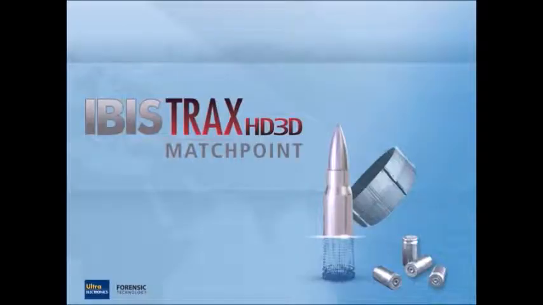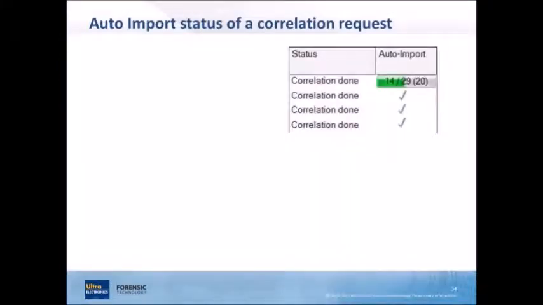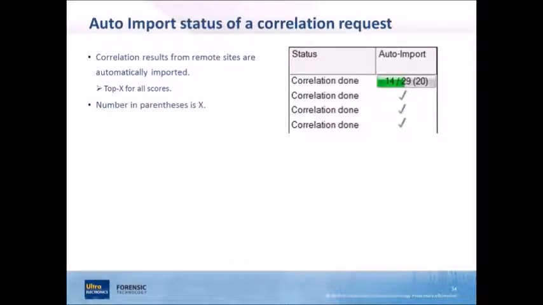All right, so on to our last section of the webinar, which is the new features of version 3.1.1 for MatchPoint. So the first new feature to introduce is the auto import status column on the correlation requests list. Now, where correlation requests are being imported from other sites, we now have visibility on the progress of the importation. So the top X results for all scores are automatically imported, and the default value of X is 20. Now it may be different for your lab, but the number in parentheses is the X value. You can see in the example here on screen, it's 20.